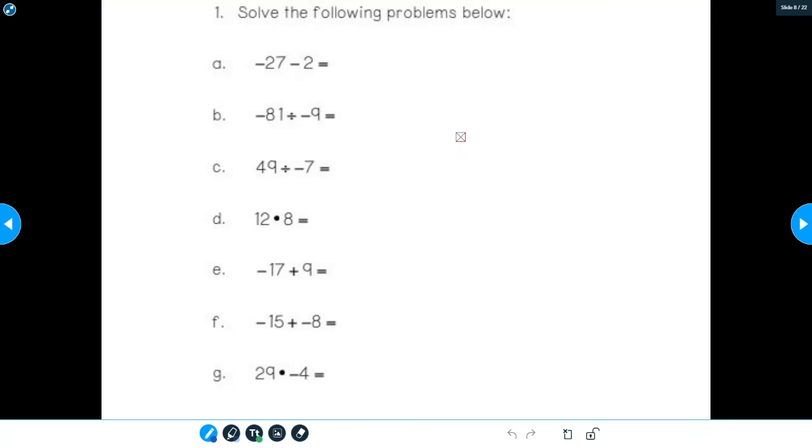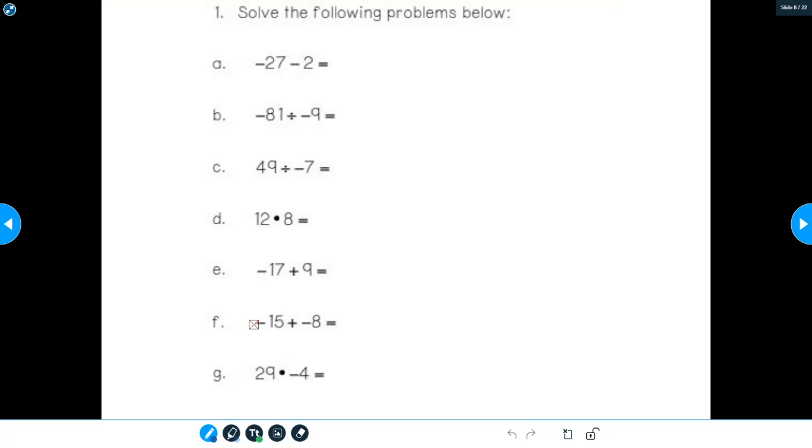So use those rules to help us remember the rules for our integers when we're multiplying and dividing. Letter D is 12 times 8. Pretty straightforward to give us our answer. Just got to multiply. Letter E is negative 17 plus a 9. So add those 2 different numbers together. Remember those rules when I'm adding a negative and a positive.